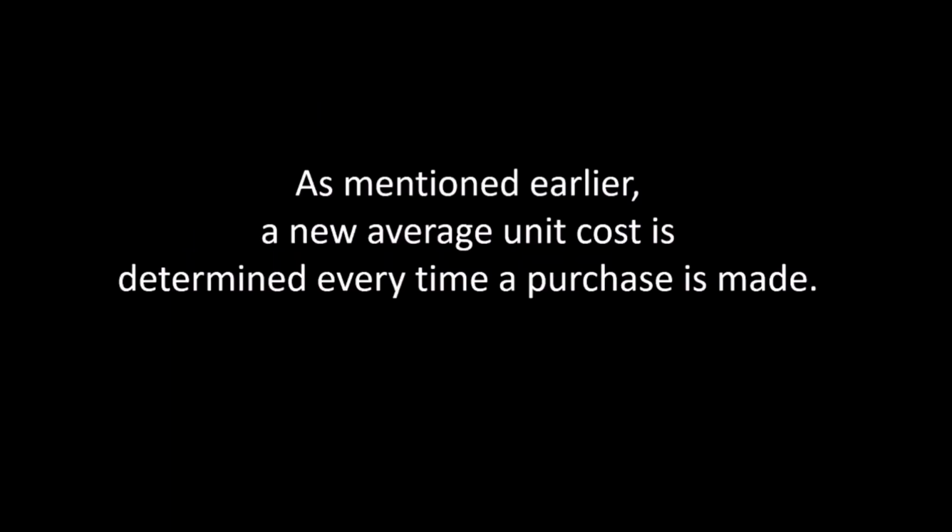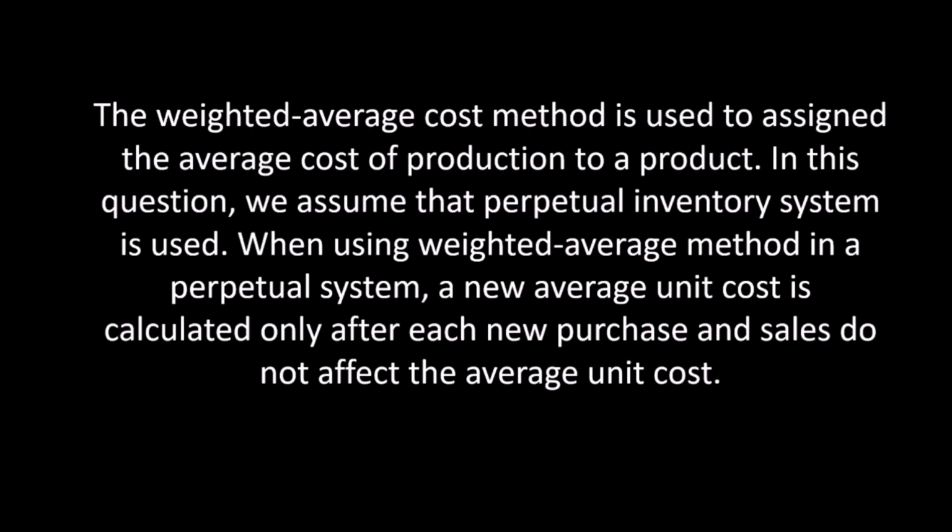As mentioned earlier, a new average unit cost is determined every time a purchase is made. The weighted average cost method is used to assign the average cost of production to a product. In this question, we assume that a perpetual inventory system is used. When using the weighted average method in a perpetual system, a new average unit cost is calculated only after each new purchase, and sales do not affect the average unit cost.